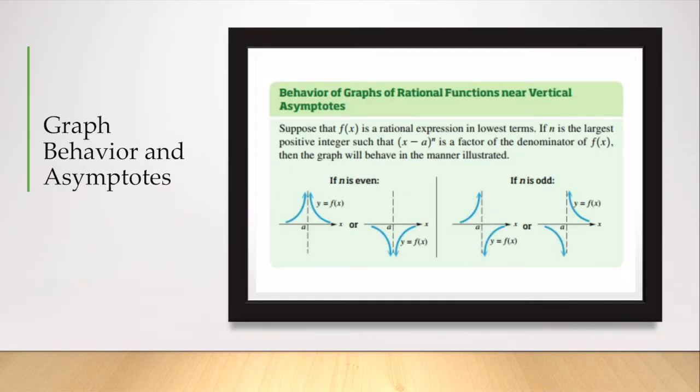Let's talk about the behavior of graphs of rational functions near their vertical asymptotes. So if my function is even, like when we looked at 1 over x squared, then it's going to be having the same behavior. They're going to be approaching the vertical asymptote together. If it's odd, like when we saw 1 over x, they're going to have opposite behavior, just so you know.